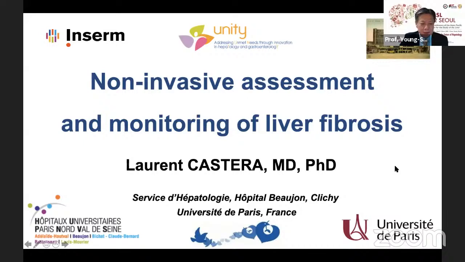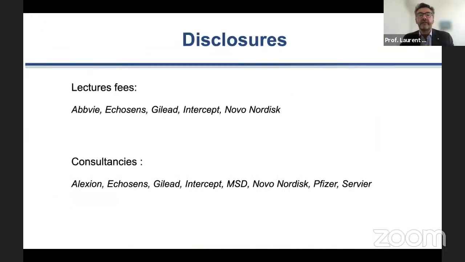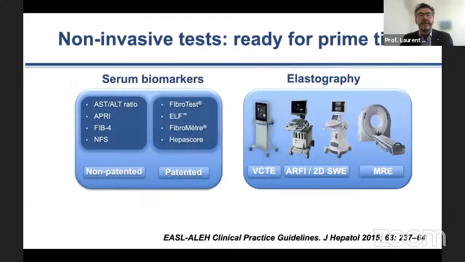Yes, very well. Okay, so first of all, I would like to thank the APASL and the organizers for the kind invitation. My task within the next 20 minutes will be to deal with non-invasive assessment and monitoring of liver fibrosis. These are my disclosures.